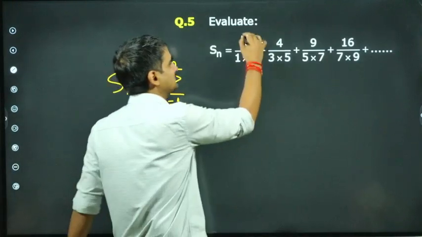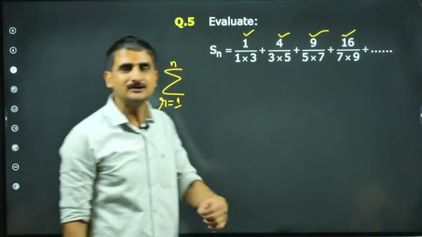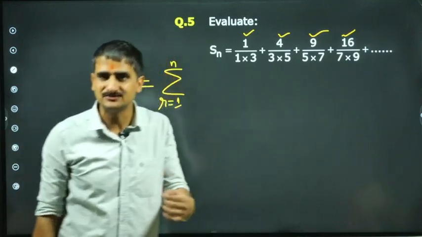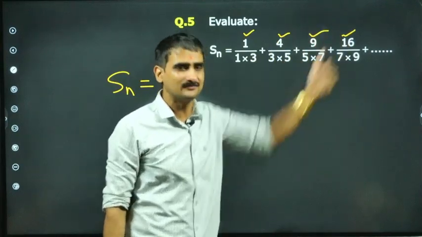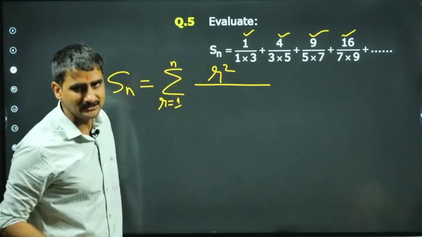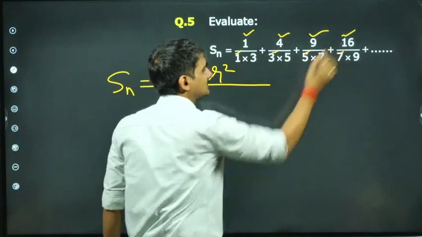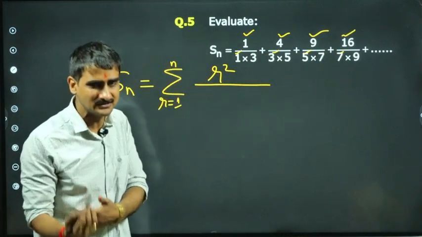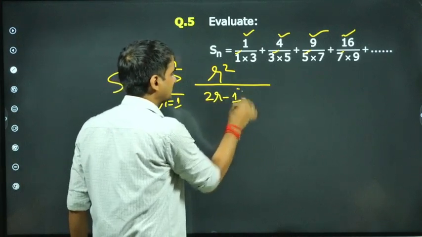As you all can observe, in numerator we have consecutive squares of natural numbers: 1 square, 2 square, 3 square, 4 square. So the r-th term will be r square, of course. And in denominator, as I always say, collect the first numbers of all the terms of the product. So 1, 3, 5, 7. That's an AP with common difference 2.